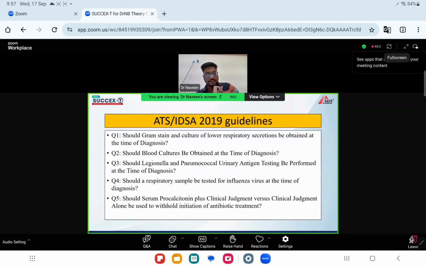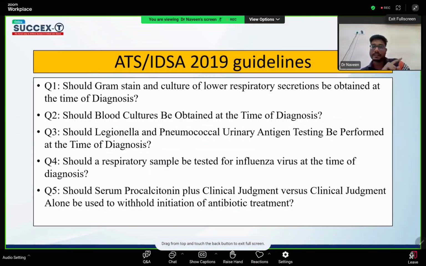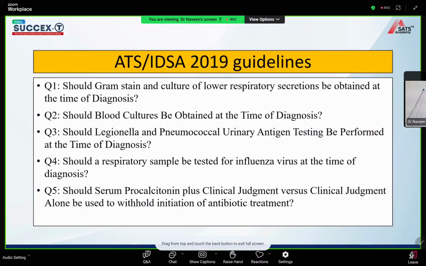Only a standalone clinical judgment. The guidelines suggest not to use PCT for the initiation of antibiotics. It should be used only for the de-escalation and stoppage of antibiotics. So purely on clinical judgment, the antibiotics should be initiated.